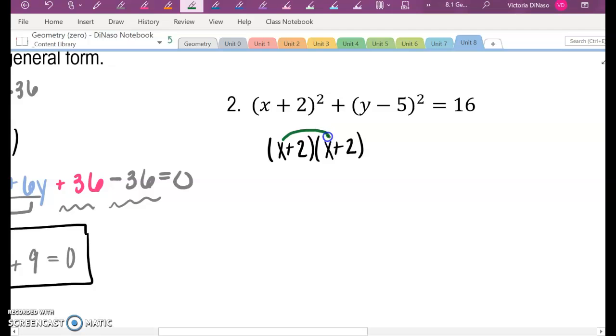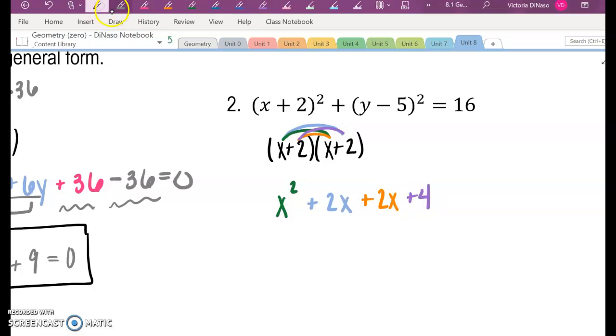So we've got x times x, which is x squared. And then we've got x times 2, which is going to be plus 2x. And then we've got 2 times x, plus 2x. And then we've got 2 times 2, which is 4.